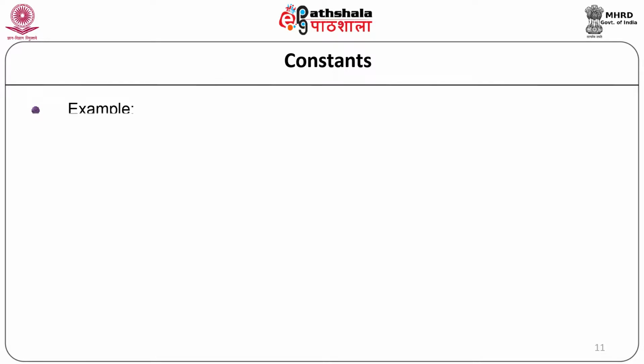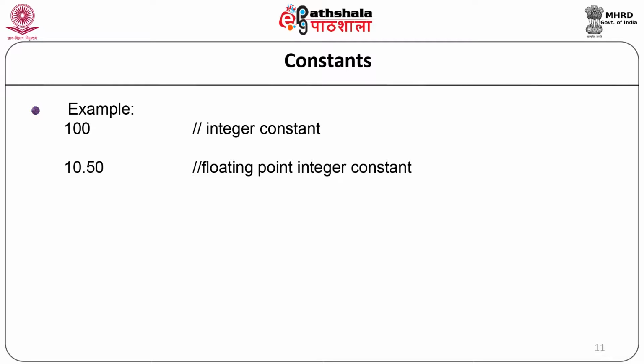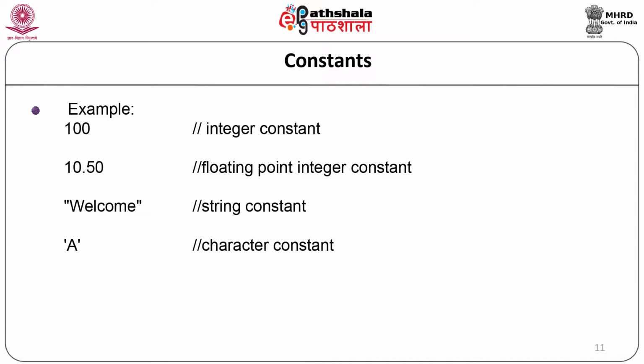We will see some examples of different constants. Here 100 is an integer constant, 10.50 is a floating point constant, "welcome" is a string constant, character 'A' is a character constant, L'A' in single quotes is a wide character constant.